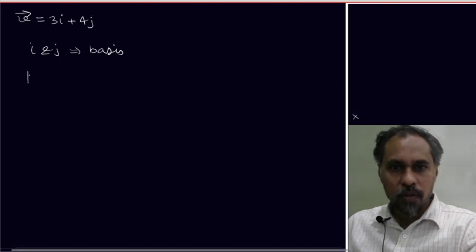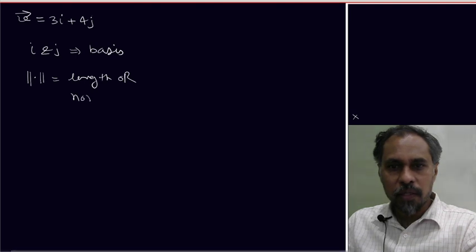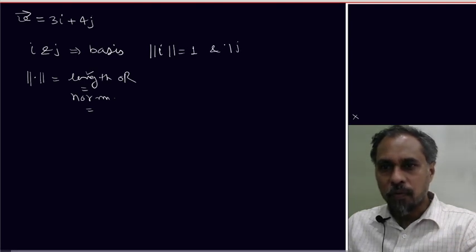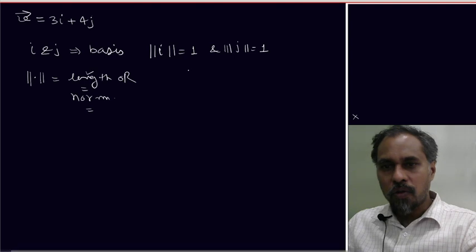I will use this notation to denote the length of the vector, or sometimes, in quantum computing literature, it is called norm. So I will refer to the term norm rather than the term length. The norm of the vector i is equal to 1 and the norm of the vector j is also equal to 1. It means the lengths of the vectors i and j are 1. Simultaneously, they also have another property: they are perpendicular to each other.